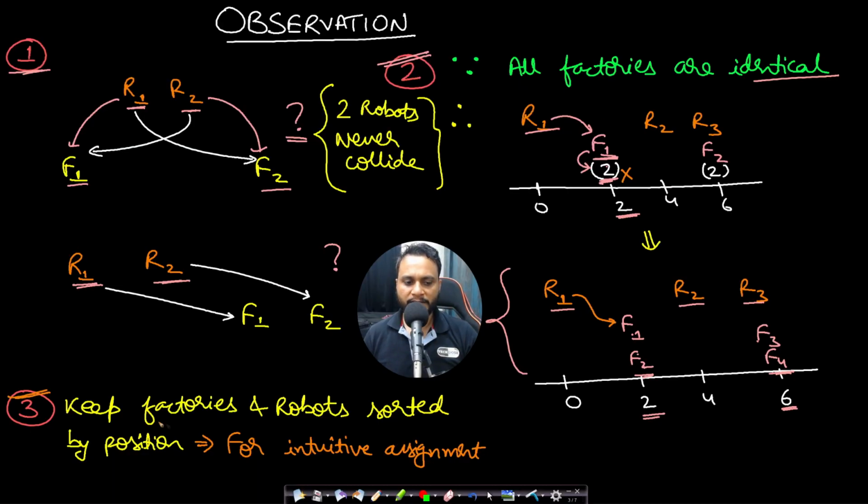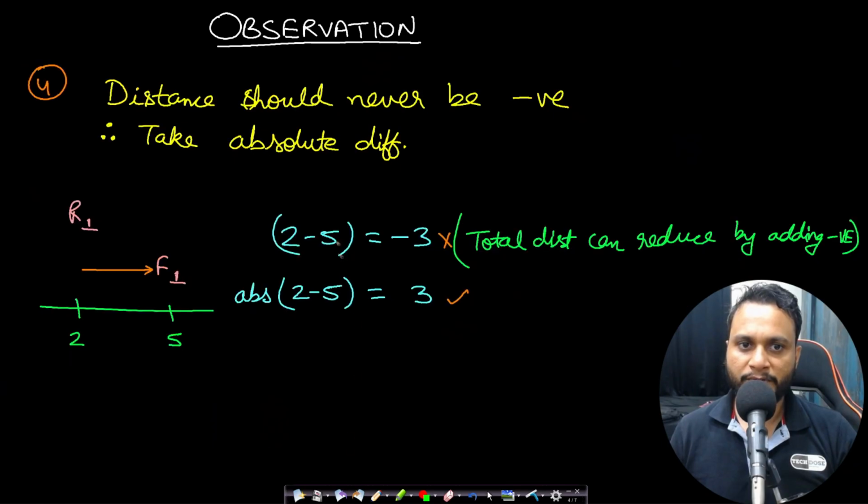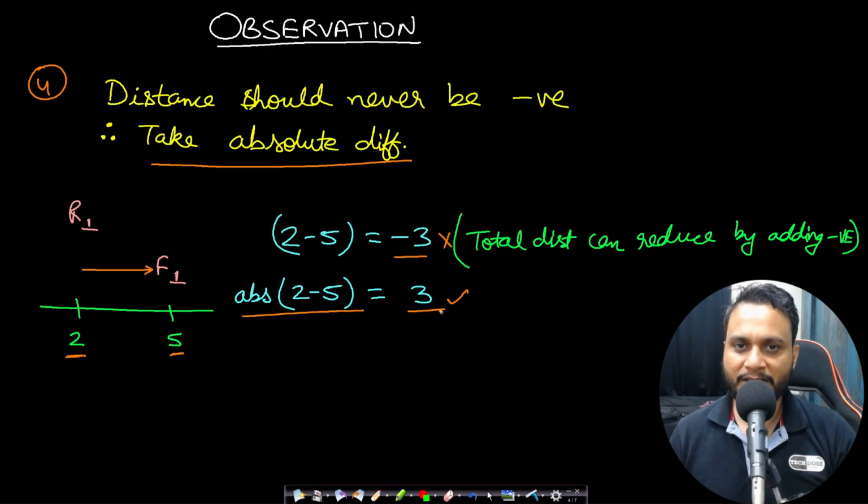Now, the third thing is to keep the factories and robots sorted by position, because that will make the assignment solution very intuitive. Another observation from the problem constraint is that the distance should never be negative. Therefore, we need to take the absolute difference, and that is why the gap that any robot needs to travel is always the absolute distance, because if the robot travels to the right hand side and if you subtract 2 and 5, then you will get -3. So always take absolute values, because distance will always be greater than or equal to 0, right?